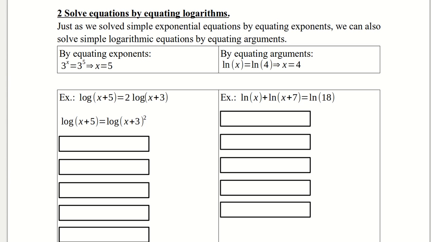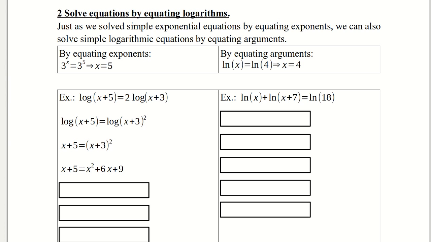They have the same bases, so we can equate the arguments. That is the stuff inside. So x plus 5 equals x plus 3 quantity squared. Well, this is going to become quadratic awfully fast. We expand the right side. X plus 3 quantity squared gives us x squared plus 6x plus 9.